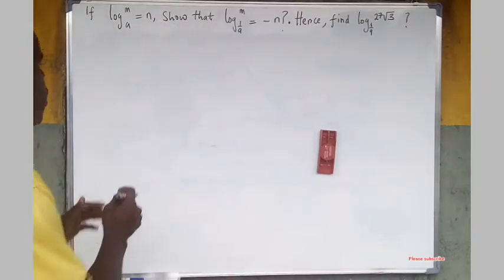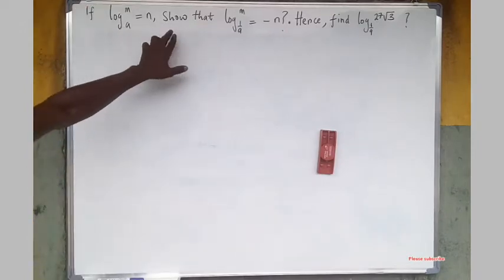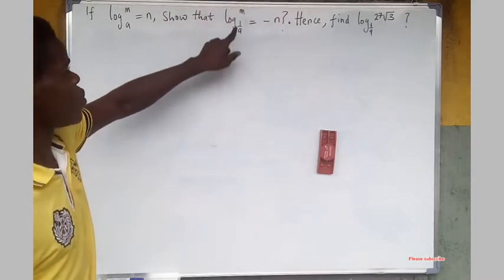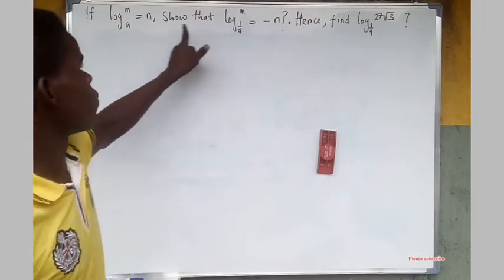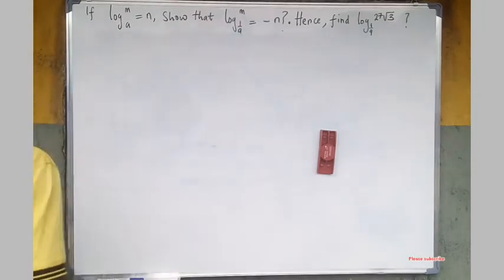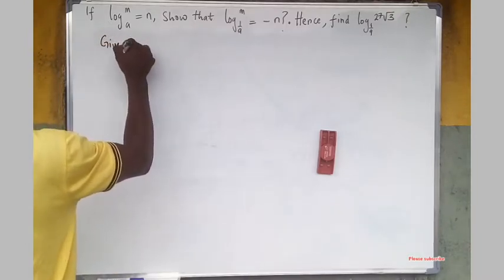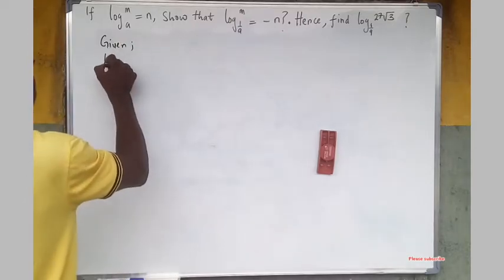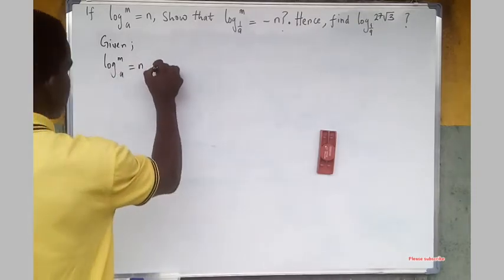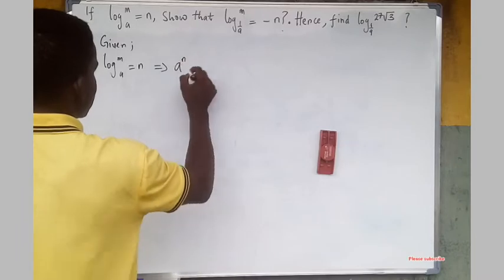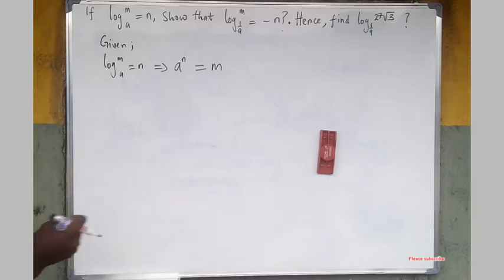Part A says, if log m to base a is equivalent to n, show that the log of m to the base 1 over a, that is the inverse of this base, is the negative of this result. We start proving. Given that log m to base a is equal to n, this implies that a to the power n is equivalent to m.